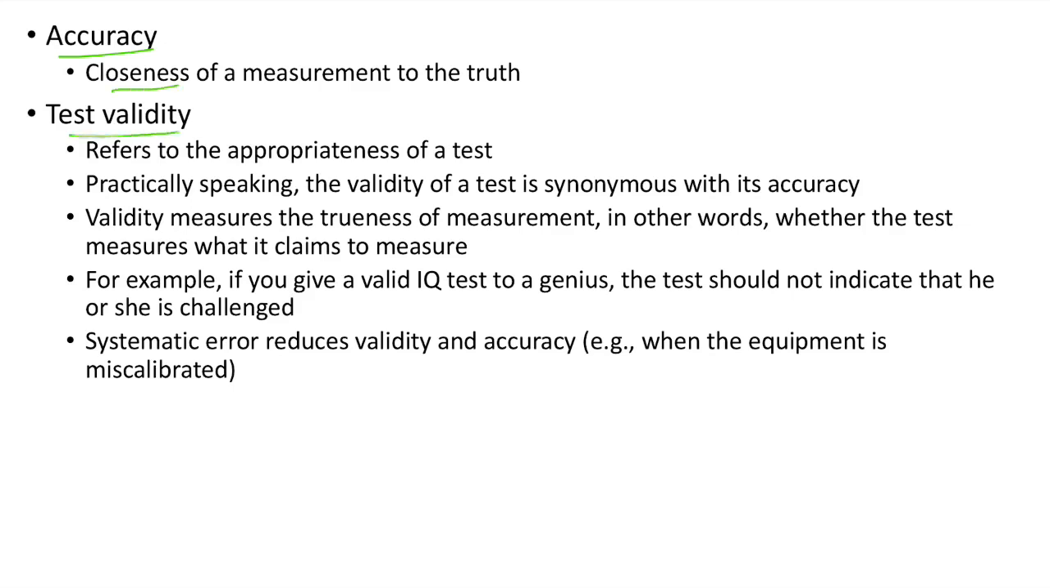Now let us see about test validity. It refers to the appropriateness of a test. Practically speaking, the validity of a test is synonymous with its accuracy. Validity measures the trueness of measurement. In other words, whether the test measures what it claims to measure. For example, if you give a valid IQ test to a genius, the test should not indicate that he or she is mentally challenged. Systematic error reduces validity and accuracy, for example, when the equipment is miscalibrated.